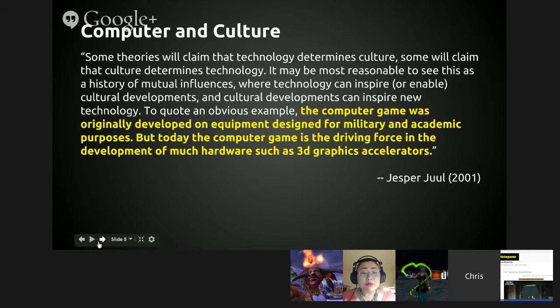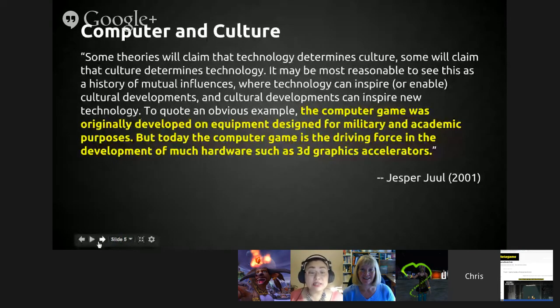He says, the computer game was originally developed on equipment designed for military and academic purposes. But today the computer game is the driving force in the development of much hardware such as 3D graphics accelerators. So I don't know if anyone has been paying attention to what's happening, for example, in game criticism and literature out there in current popular culture, where the biggest discussion right now is about politics, political messages in games, right? But if we take a look at the beginning, how computer games came about, it was never apolitical. So apolitical means not political, right? It always started out with a certain amount of politics in there. We just forgot the history of computer games, so we divorced it from the political heritage that computer games come from. Okay, so if we can go next.